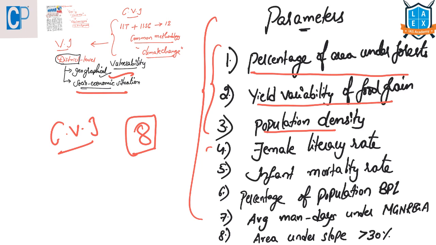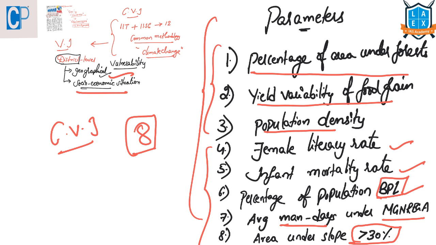The socio-economic factors are the female literacy rate, infant mortality rate, percentage of population below the poverty line, average man days under the Mahatma Gandhi National Rural Employment Guarantee Act, and area under slope above 30%. Using these parameters, this index is measured on a scale ranging from 0 to 1. 1 indicates the highest possible level of vulnerability, whereas 0 indicates the least.